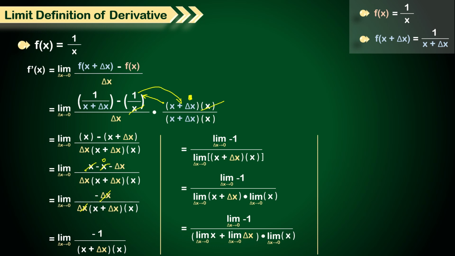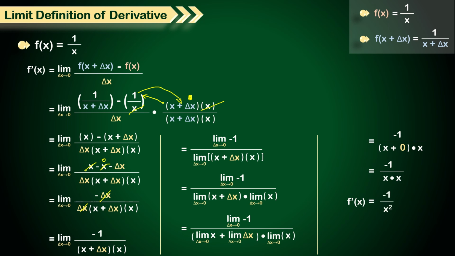Get the limit, and it is equal to negative 1 over x plus 0 multiplied to x. Simplify, we have negative 1 over the product of x and x. Get the product in the denominator. Thus, the derivative is negative 1 over x squared.